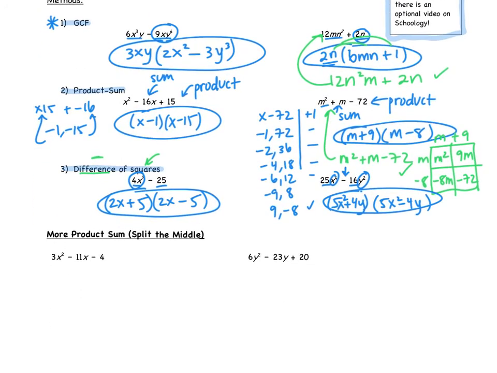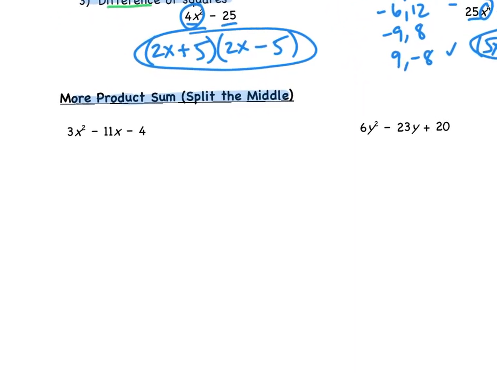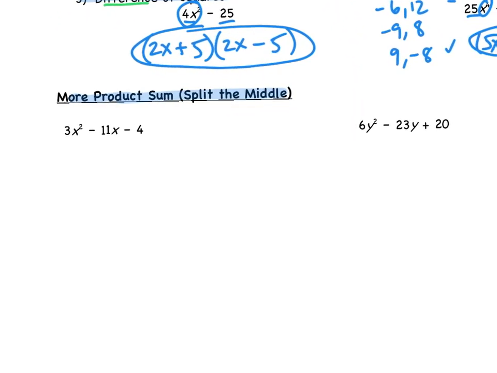The last type I want to get to is called split the middle. This is something that you've seen before. It's another type of product sum. So first thing I want to talk about is how do you know that you're splitting the middle? You're going to have to use this method anytime there's a number in front of the x squared. That'll tell you you need to split the middle. This time you're looking for two numbers that multiply to something and add to something. They're going to add to negative 11, that number in the middle.